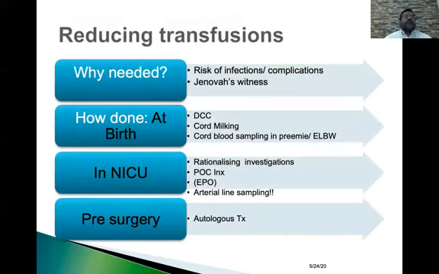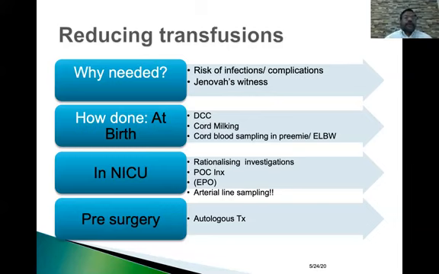Finally, coming on to reducing infections, which has been again touched on. Why do we need to reduce the transfusions? Because there are risks of infections or complications and Jehovah's Witness. We don't see a lot of Jehovah's Witness, but we had a discussion about it recently from one of our colleagues. They do not accept any blood and blood products. We also have the Jehovah's Witness in India and not just in the West.